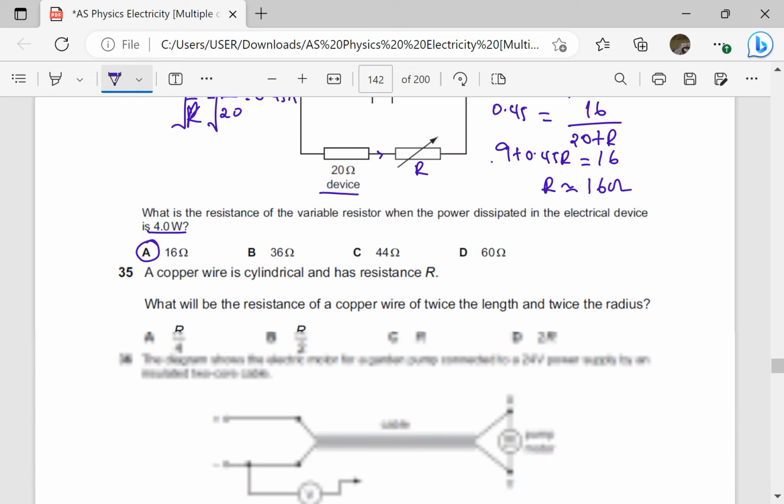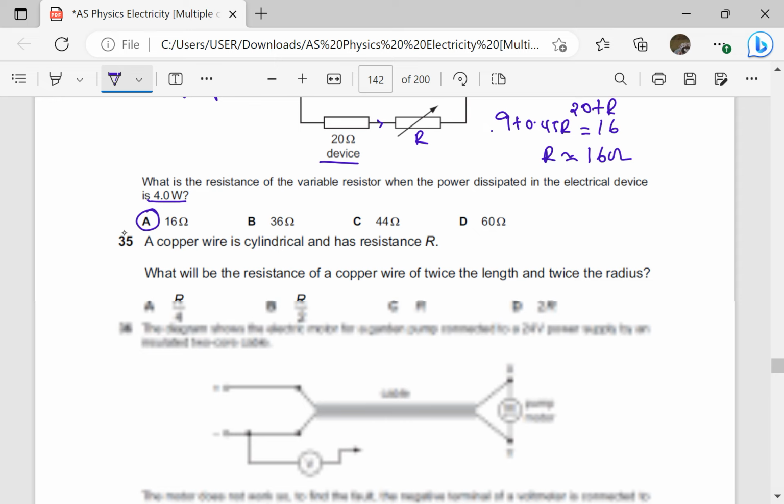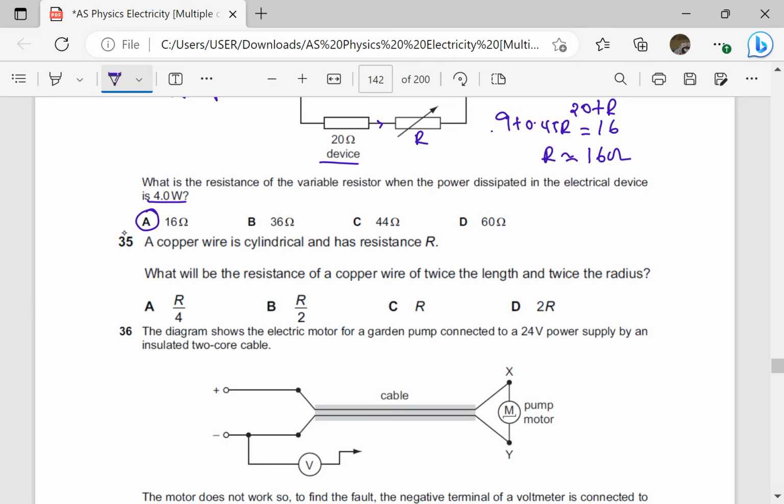A copper wire is cylindrical and has resistance R. What will be the resistance of a copper wire of twice the length and twice the radius? Twice the length and twice the radius. Okay, so we know that for a wire, resistance R is equal to rho L over cross-sectional area.